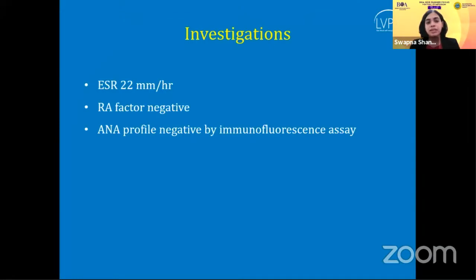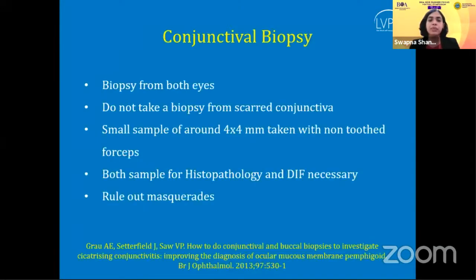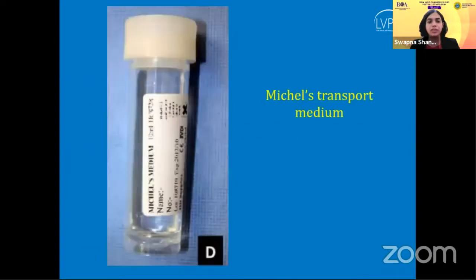For this patient, the ESR was raised, the RA factor was negative, the ANA profile was also negative. So we went ahead and did a conjunctival biopsy from both the eyes. We take biopsy from both the eyes because that's what is recommended, even though one eye is not involved. And the biopsy should ideally be taken from the perilesional conjunctiva. And we take a small sample of 4 by 4 millimeters, divide it into 2 parts and send it to histopathology and for direct immunofluorescence. Histopathology is mainly to rule out masquerades such as neoplasia, which sometimes can present as cicatrizing conjunctivitis.